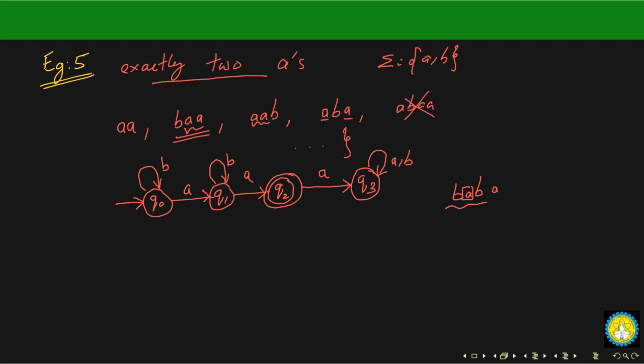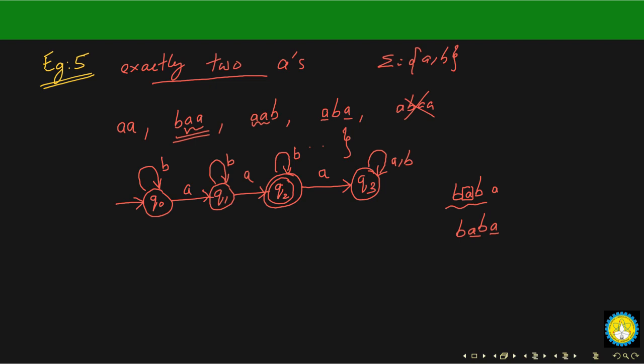And from here, if you are getting an A, then you can move to Q3, which is not a final state. And from there, if you are getting an A or a B, you are not actually bothered. From Q2, if you are continuously getting a B, then you can stay there at Q2 itself. Which means if you're seeing BABA, and then now you've seen two A's, so let's go through this example.